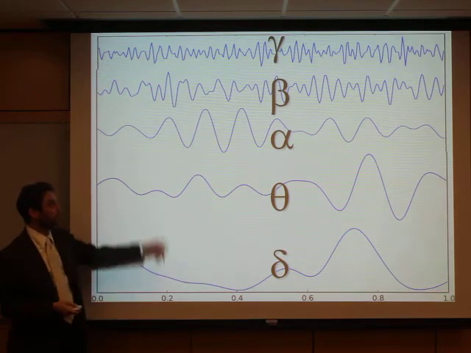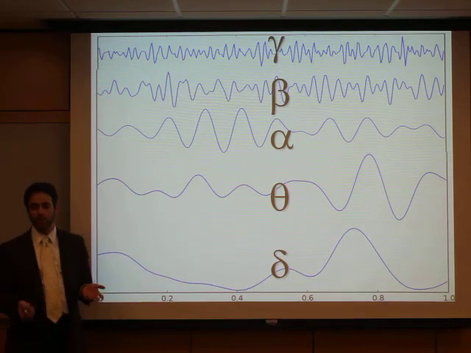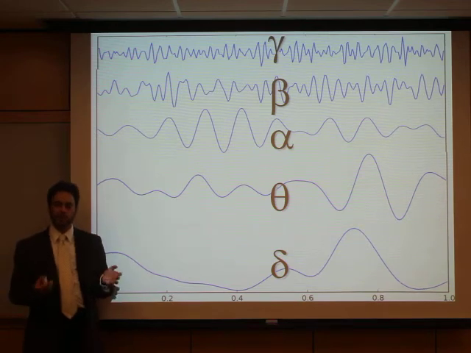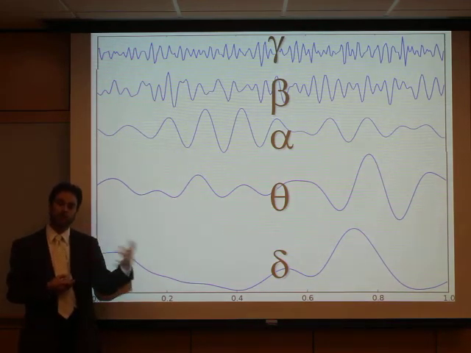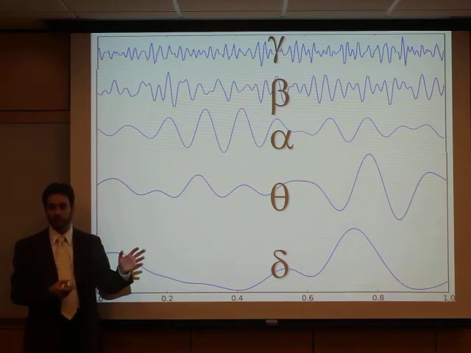the other frequencies. Beta is from 12 to 30 hertz and is often broken down into high beta and low beta, where high beta is 20 to about 30 and low beta from about 12 to 20.